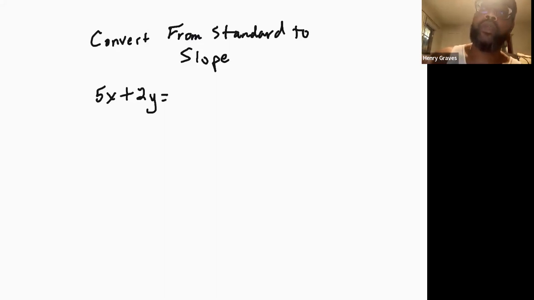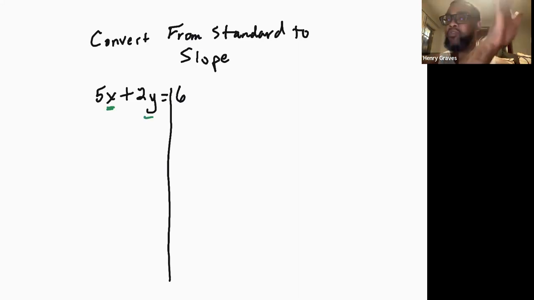Now, again, like we did before, notice how the x and the y are on the same side, right? So the first thing I have to do is I got to move the x over. And the way to move the x over is I am going to go ahead and do the inverse, okay? That means I'm going to do the opposites.